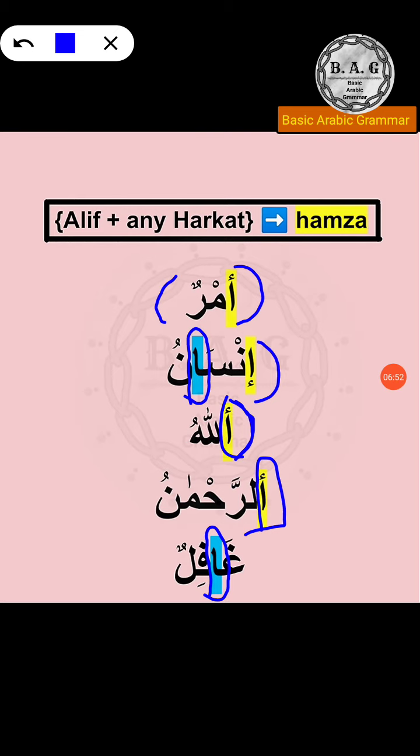So this was a brief overview of Hamza versus Alif, and this differentiation is a bit necessary to understand. It seems really unimportant at this stage, but it becomes important later on, as you'll see yourself.